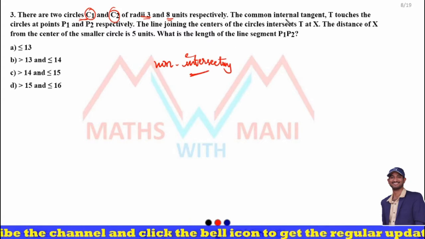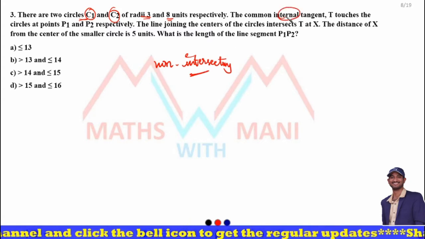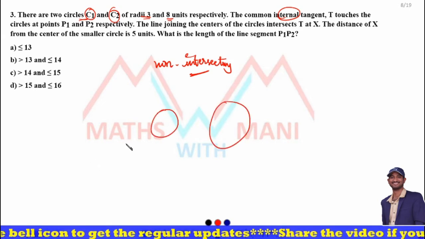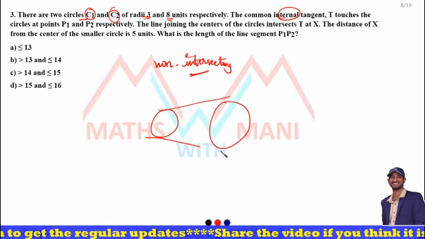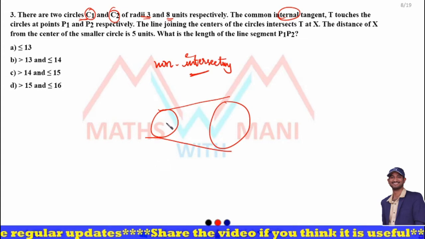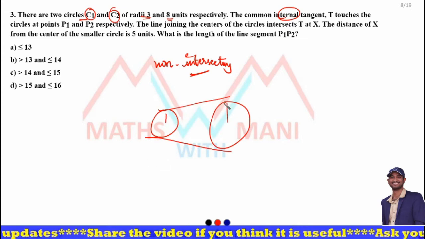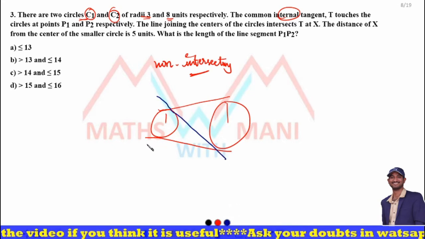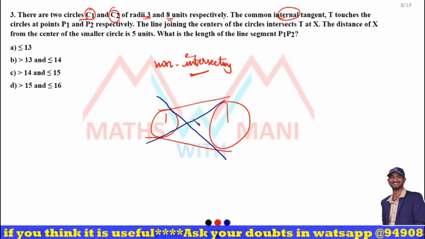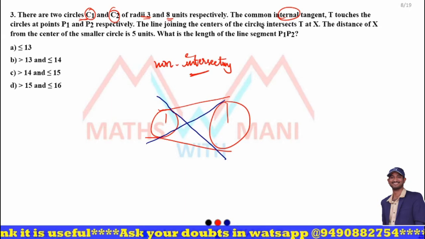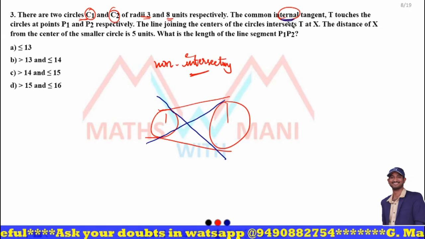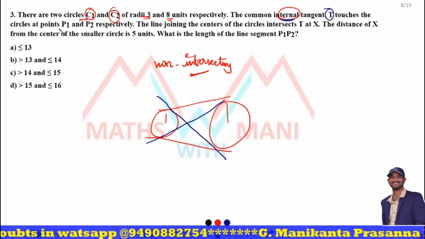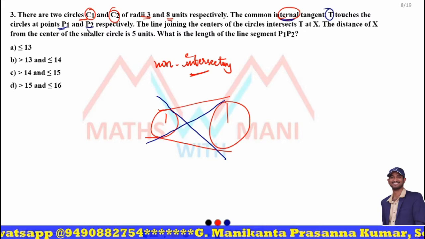Okay, and the common internal tangent. Whenever two non-intersecting circles are there, these are common external tangents, because they are external to the circle. And what are the internal tangents? These are the internal tangents. That is, transverse tangents become the internal ones. So he has indirectly given a transverse common tangent T, which touches the circles at points P1 and P2. At one circle P1, at another circle P2.